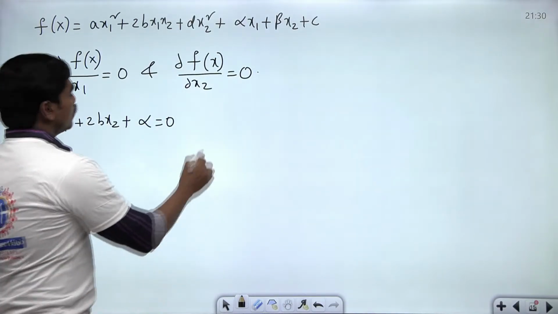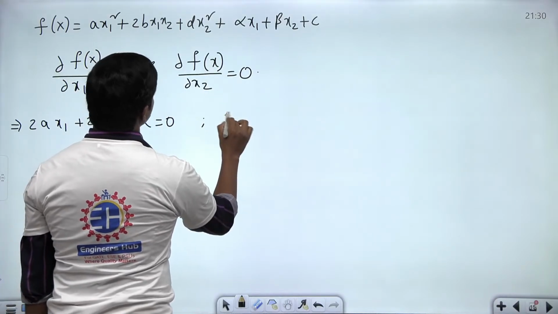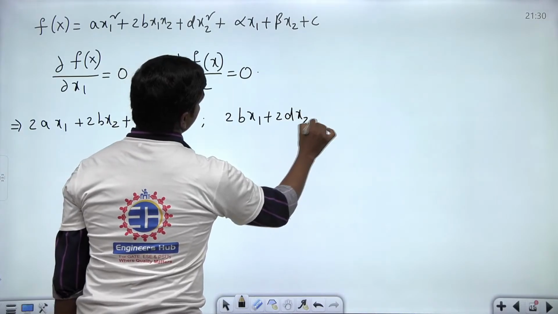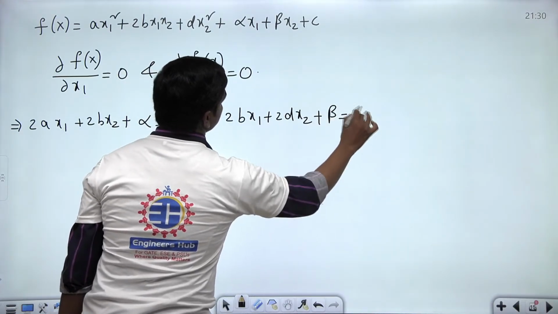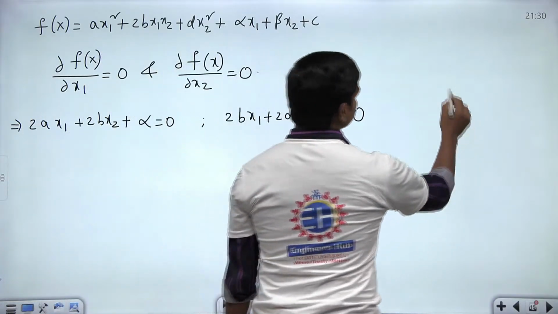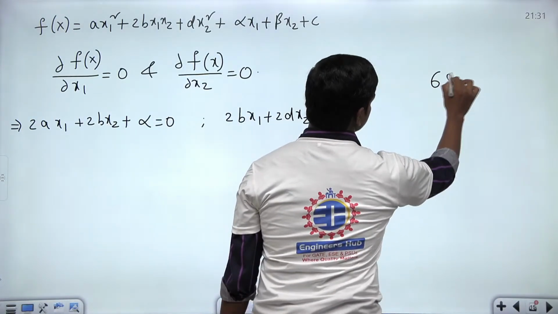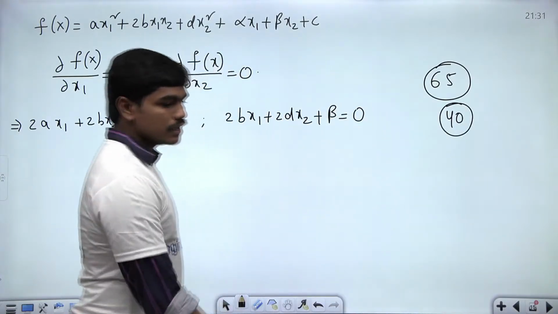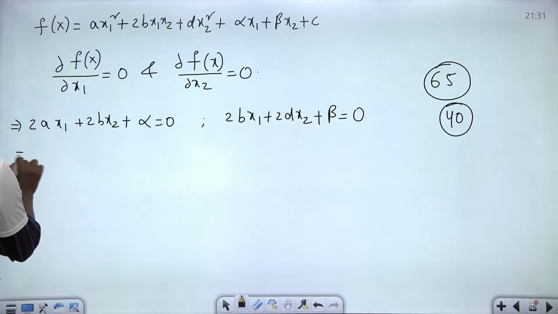Correct? Next, if you solve with respect to x2, we have 2bx1 plus 2dx2 plus beta is equal to 0. Yes, of course it takes more than 3 minutes, definitely I understand, but one thing is very clear, out of the 65 questions there will be at least some 40 questions where they can be solved within less than 2 minutes. Okay, so that's why they have given this.